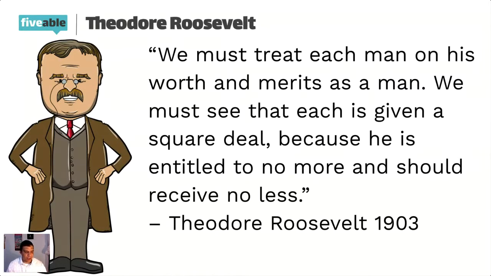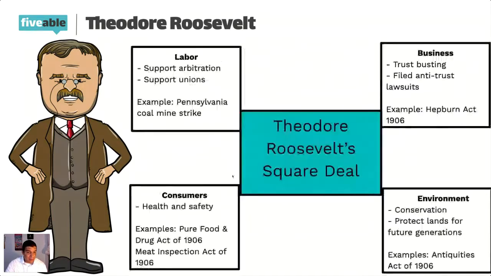What's so unique about a square? All right, Dakota, you're on fire there. All right, awesome. It's equal on all sides. And so he's saying if we're going to change things, it has to be equal for all sides. What does that mean? It has to be equal for labor. This is very important, guys. So please, if you're writing something down, write this down. Theodore Roosevelt comes up with the square deal. And he basically says it should be equal for labor, for consumers, for businesses, and for the environment.